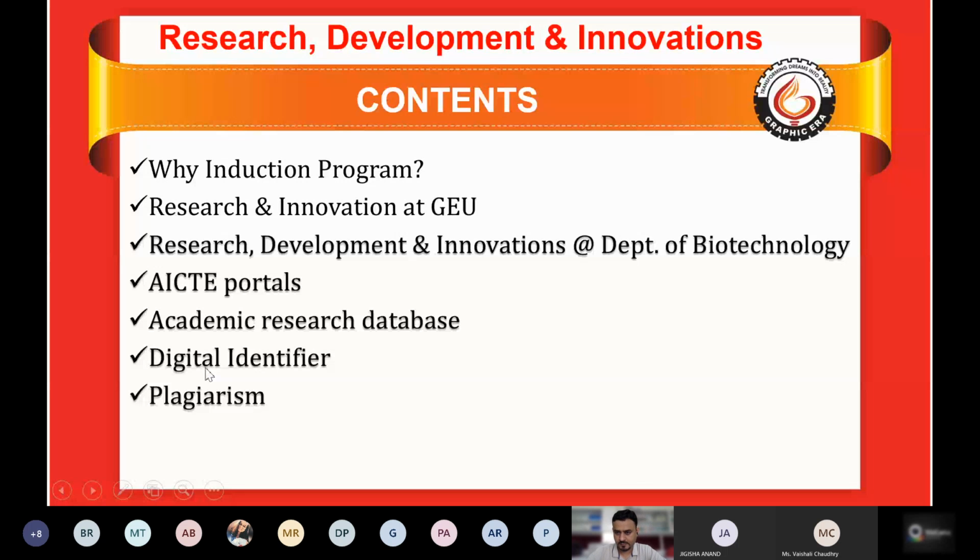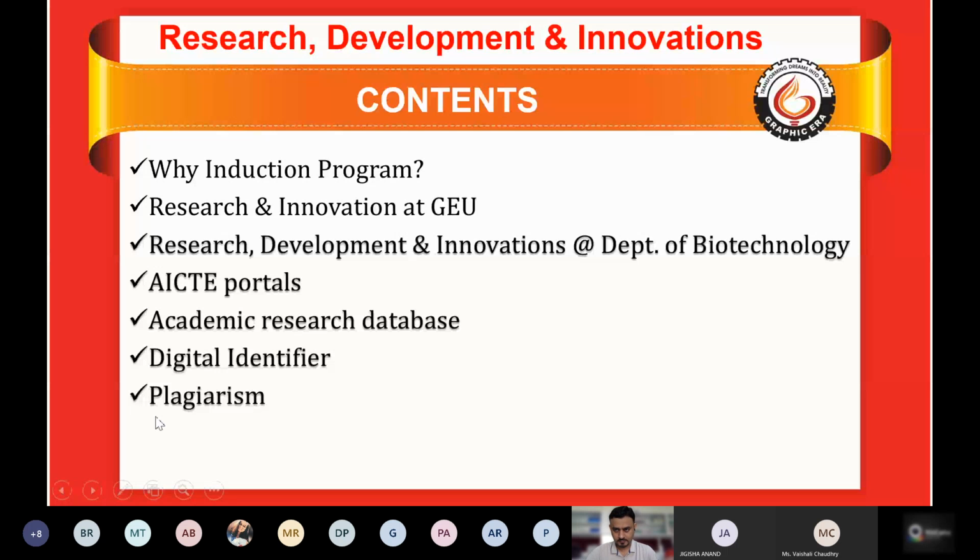So my whole idea is to sensitize you, to motivate you, to encourage you towards research, right? And before doing the research, you should be familiar with the research in the department and research in Graphic Era University. And the very important thing is, what are the avenues, what are the platforms, what are the support systems the university and the department are giving to you. This is the whole idea, because when you take admission, this is the first question: what are the other avenues that will be provided by the university? So moving ahead.